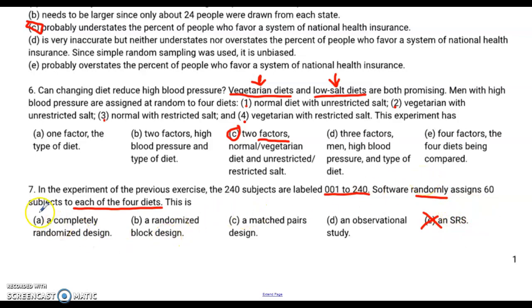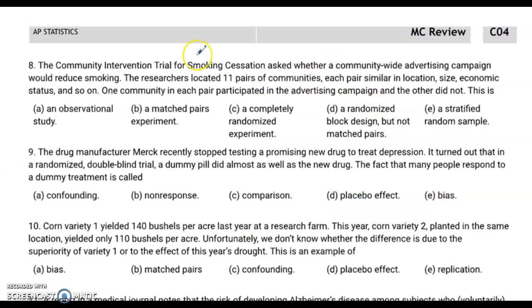In this case, we're talking about a completely randomized design. We haven't blocked any of the respondents based on any of their characteristics. All we've done is taken a totally random list of subjects and randomly assigned 60 subjects to each of the 4 diets. Nothing here indicates blocking. Nothing here indicates matched pairs because we're not flipping a coin and we're not looking at before and afters for the same exact individuals. And this is not observational because we're assigning them diets. Moving on to question number 8.